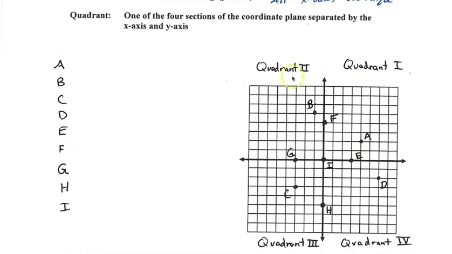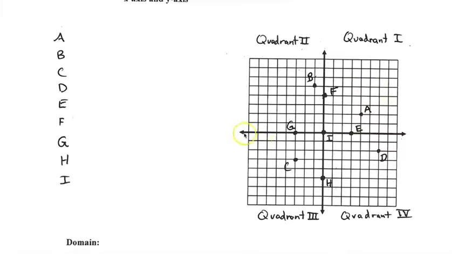Let's look at our rectangular coordinate system right here. This horizontal line is our x-axis. Our vertical line is called our y-axis. Where they meet in the middle is called the origin. This would be the positive x-axis, where x is positive. This would be where x is negative. Same thing for the y-axis. Here are the positive y values, and down here are the negative y values.